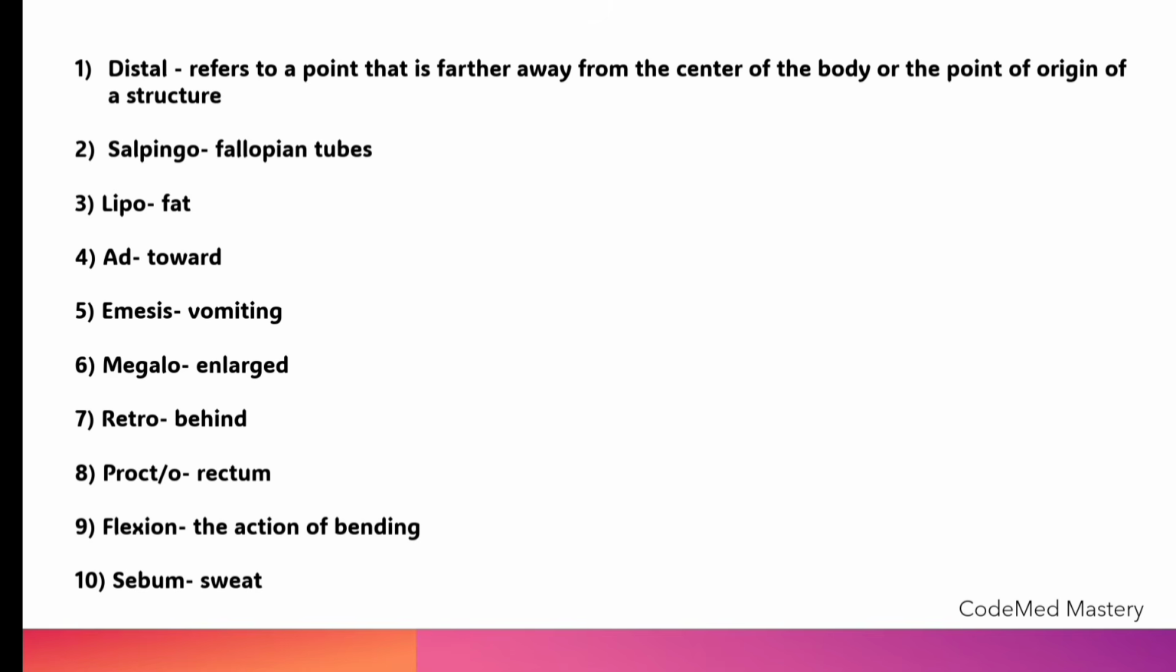So here are a few important medical terminologies. The term distal refers to a point that is farther away from the center of the body or the point of origin of a structure. Salpingo refers to fallopian tubes. Lipo refers to fat. Ad means towards. Emesis refers to vomiting. Megalo means enlarged. Retro means behind. Procto refers to rectum. Flexion means the action of bending, and sebum refers to sweat.